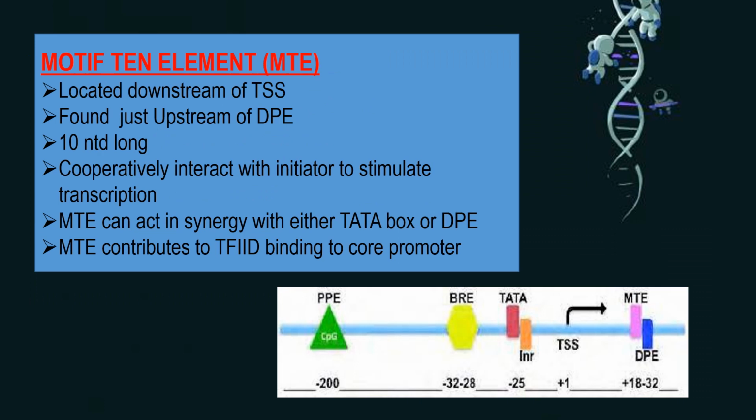Motif 10 element, MTE. It is located downstream of the transcription start site and, as in the picture, it is found just upstream of the downstream promoter element. It is a 10 nucleotide long sequence and it cooperatively interacts with the initiator to stimulate transcription. MTE can act in synergy with either the TATA box or DPE, that is downstream promoter element. MTE contributes to TF2D binding to the core promoter.